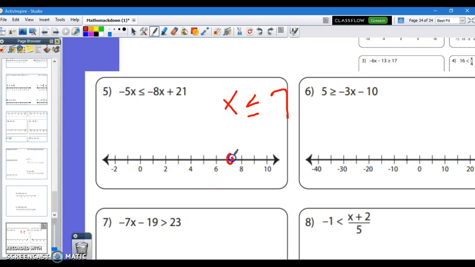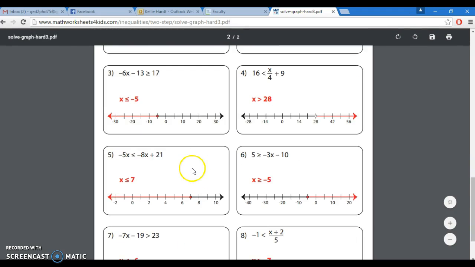Here's my 7. I have a 6 or an 8. 6 is less than 7. Correct. 8 is less than 7. Incorrect. So it should be going towards the left.